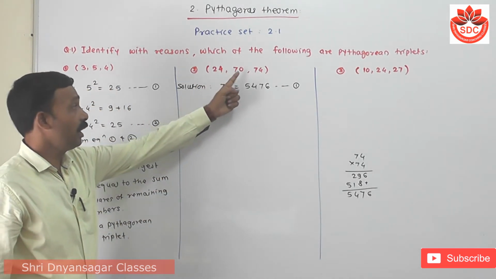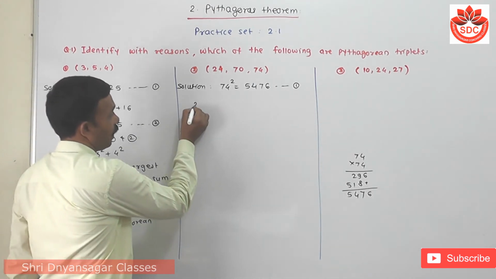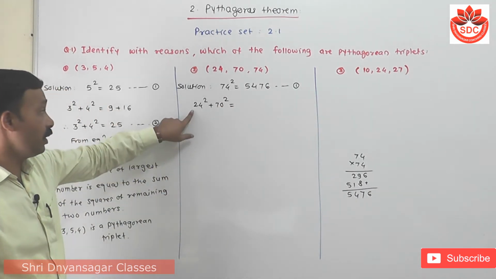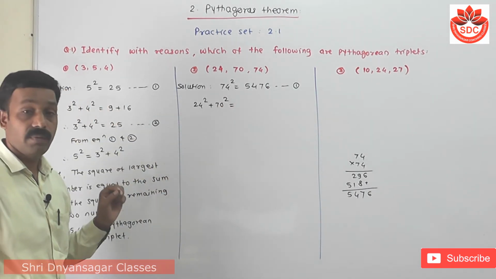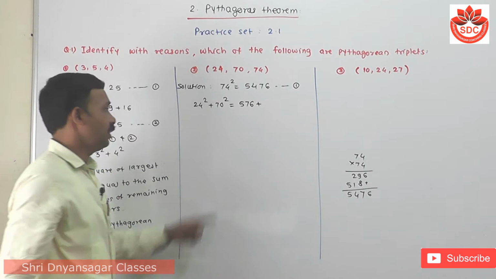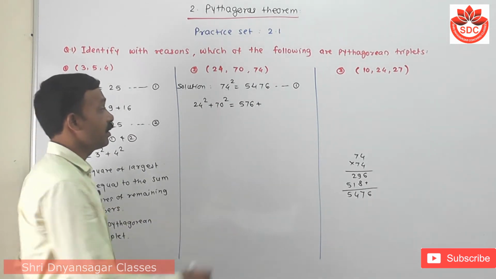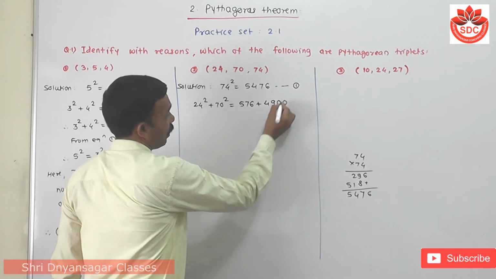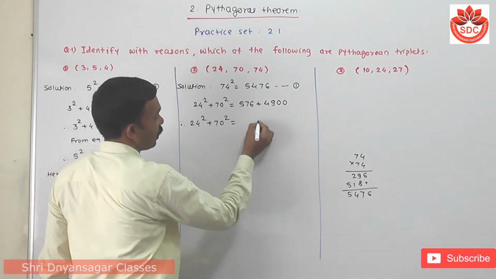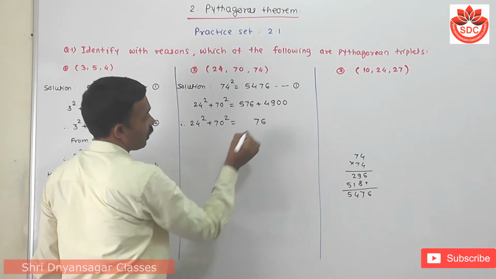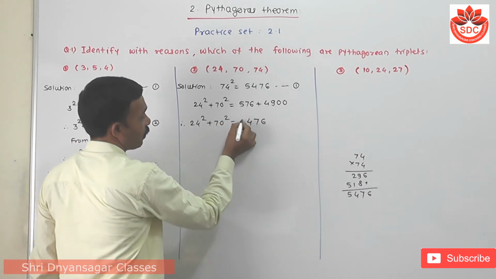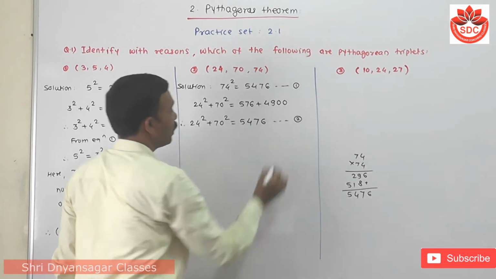Then we have to take the squares of the remaining 2 numbers, 24 square plus 70 square. Students, all of you know that the square of 24 is 576. So I directly write it here, plus the square of 70, which is 4900. This is also simple. Then we add: 24 square plus 70 square, 6 as it is. Then 7 as it is. Then 5 plus 9 is 14, carry 1. Then 4 plus 1 is 5. Suppose that this is equation number 2.